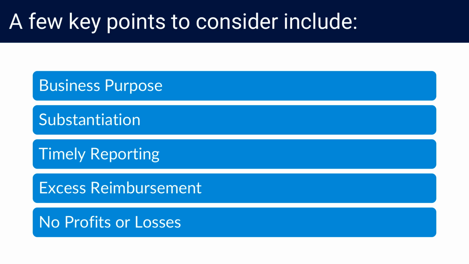Timely reporting. Employees should promptly report their expenses to the employer. The IRS typically considers a reasonable reporting period to be within 60 days after the expense is incurred. Delays in reporting may result in the expense being disqualified from reimbursement under the accountable plan.